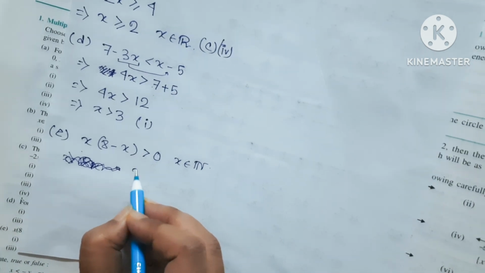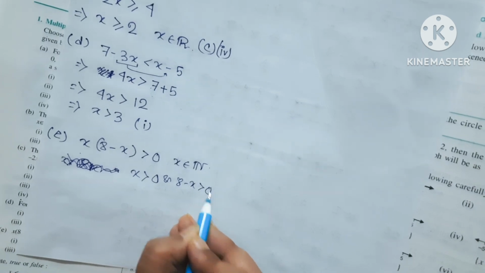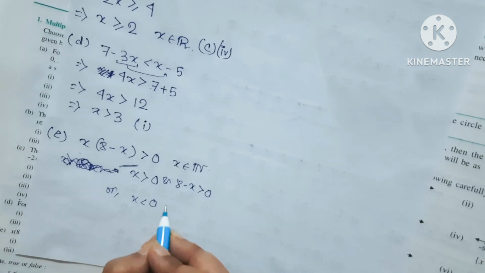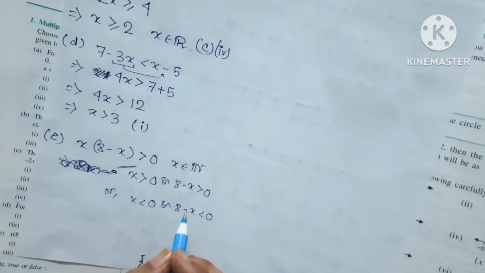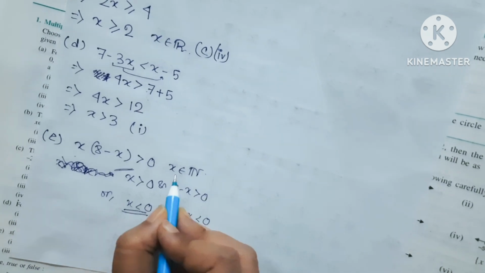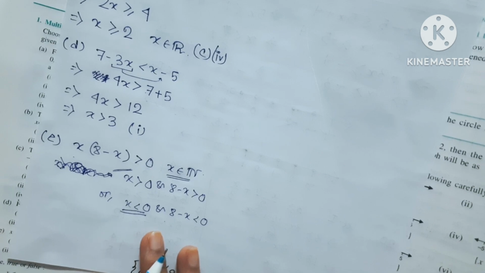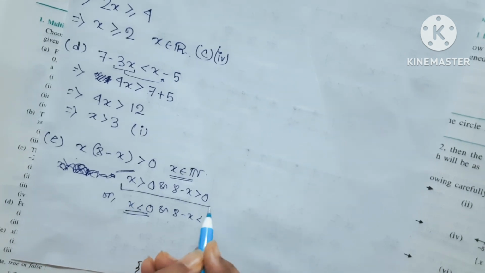So x greater than 0 and 8 minus x greater than 0, either that case, or x less than 0 and 8 minus x less than 0. Now see one thing, x less than 0 and x belongs to N are contradictory, right? That cannot be possible. N means it is starting from 1. So that means x is obviously greater than 0. So you have to consider this case.